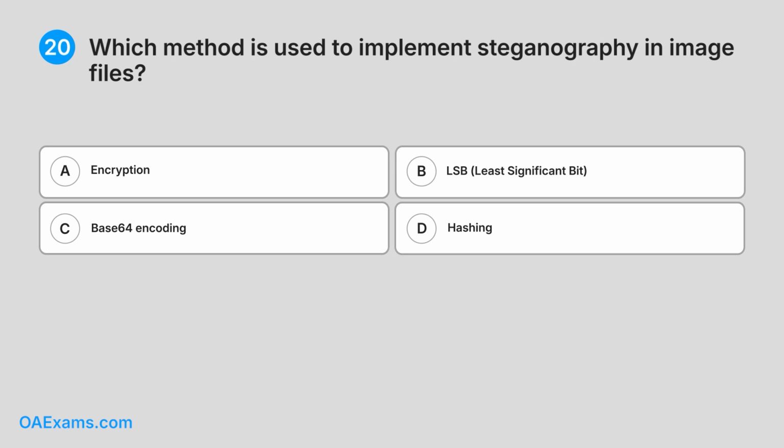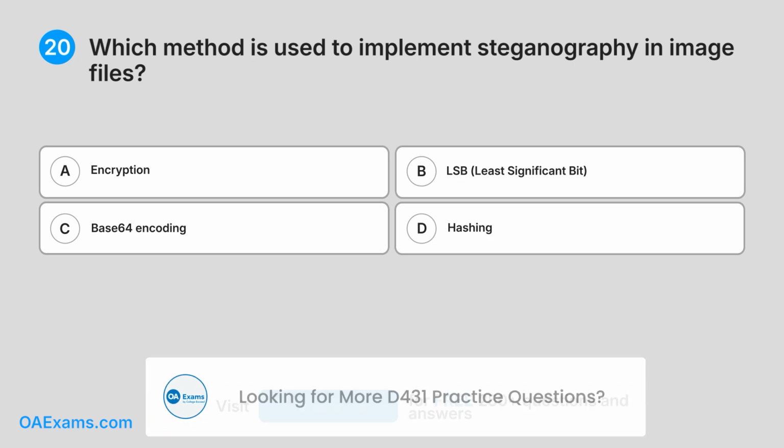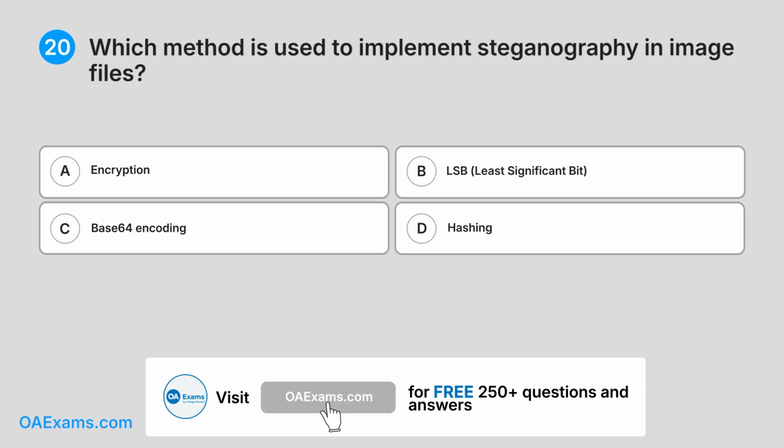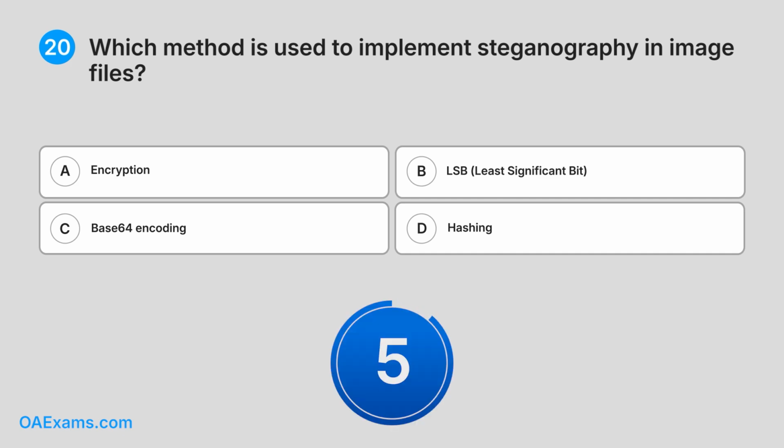20. Which method is used to implement steganography in image files? A. Encryption. B. LSB, least significant bit. C. Base 64 encoding. D. Hashing. Do you know the answer?